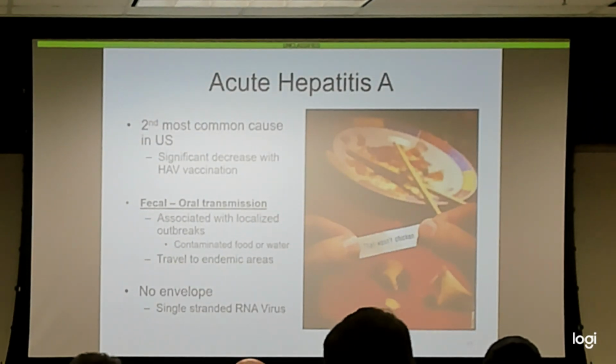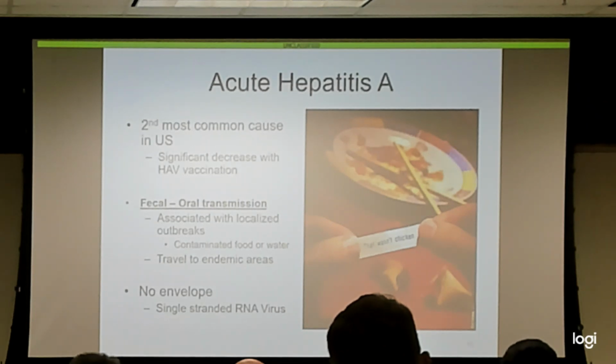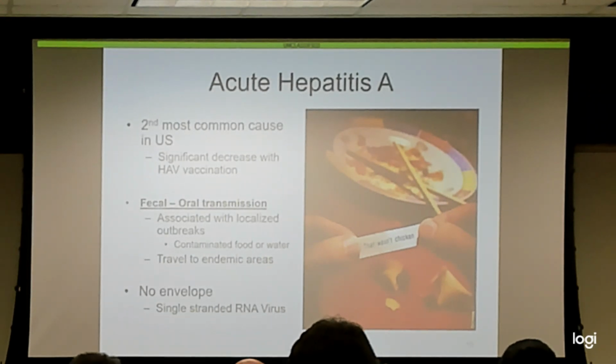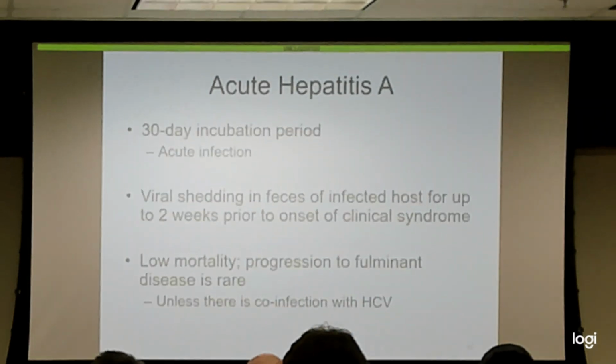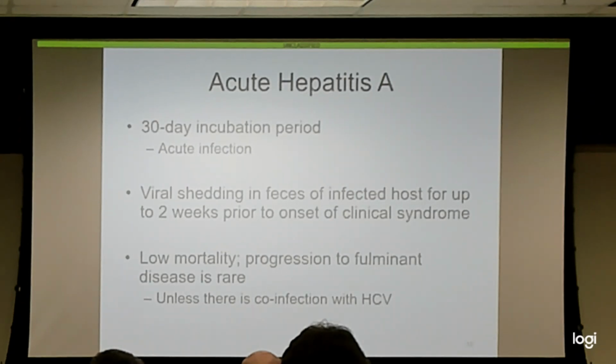And so acute hepatitis A, it's the second most common cause of hepatitis in the U.S. There's been a significant decrease with our vaccine, so military are getting vaccinated, healthcare workers are getting vaccinated. Hepatitis A, think anus. So it's a fecal-oral transmission, right? Contaminated food and water, travel to endemic areas, people not doing good hand washing and then tapping you on the lips. Just kidding. It's a single-stranded RNA virus, no envelope. That was just for those people that were sleeping.